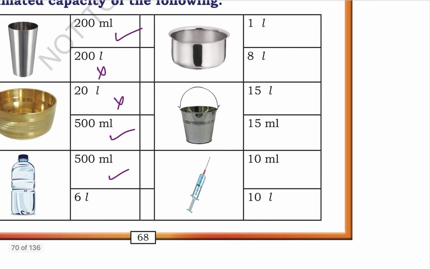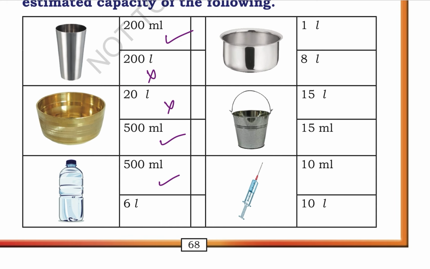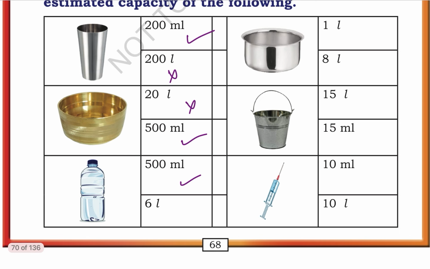Now come to this tumbler. See, he has given 2 options, 1 liter and 8 liter. By seeing this tumbler, we cannot say whether it is a 1 liter or 8 liter estimated capacity, because a 1 liter tumbler also looks the same in the picture in the book, and an 8 liter tumbler also looks the same. If we see it directly with our eyes in front of us, then only we can tell the estimated capacity, but it is looking big for me. So, I am putting a tick mark to 8 liter.